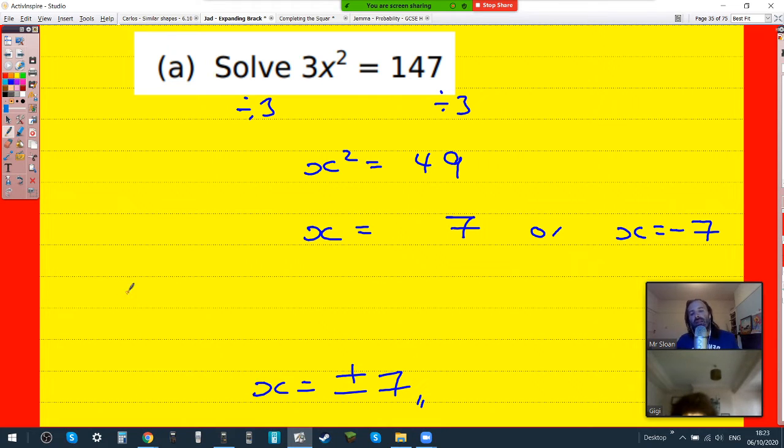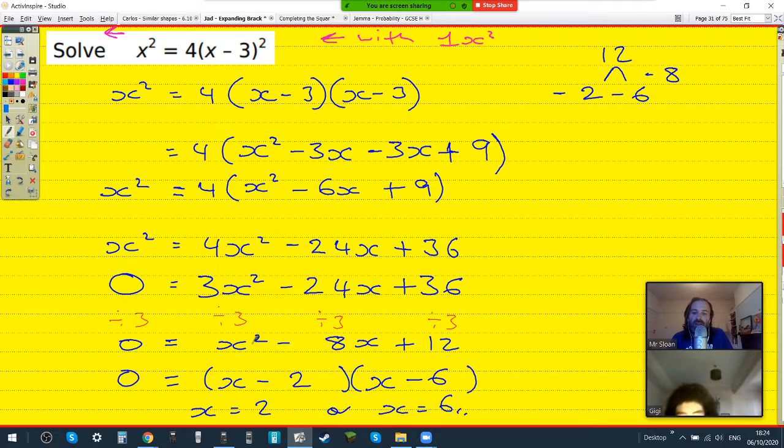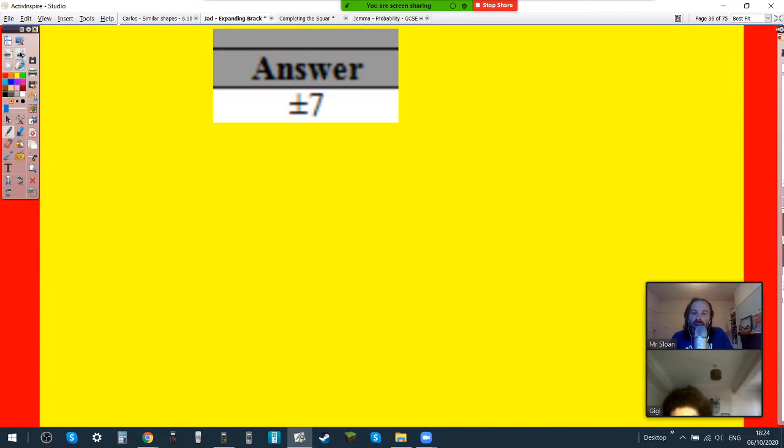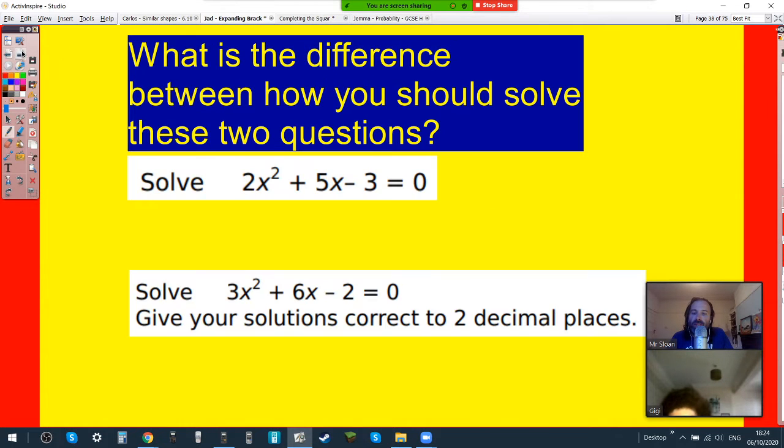That's why when we're doing these quadratics, we keep getting two answers. x is 2 or x is 6, that type of stuff. And there we go, plus or minus 7. Okay, spot the difference.